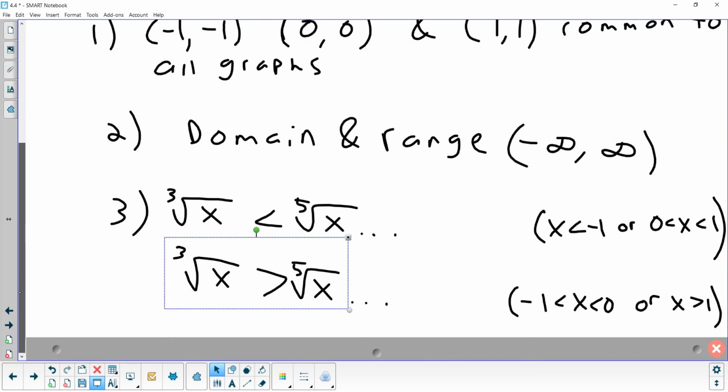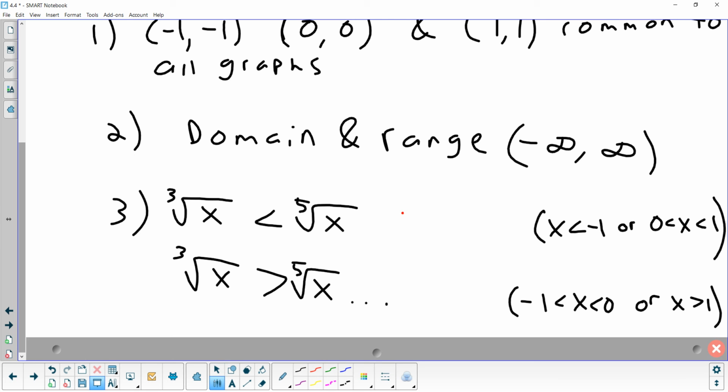But questions on what I have right here. And this pattern continues. You could do a fifth root, which will be below a 7th root in these two zones. You can keep continuing that pattern. Okay, everybody have that?